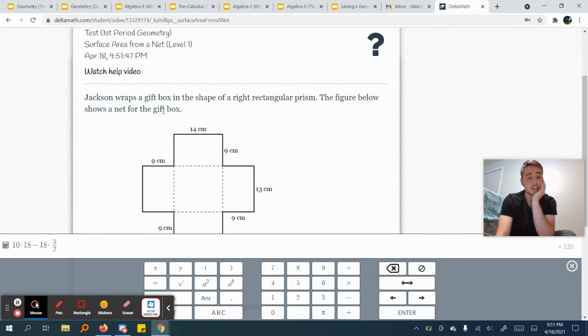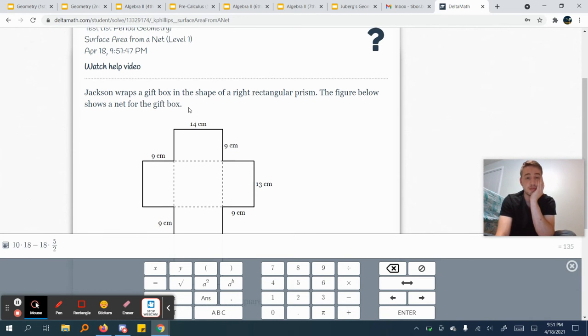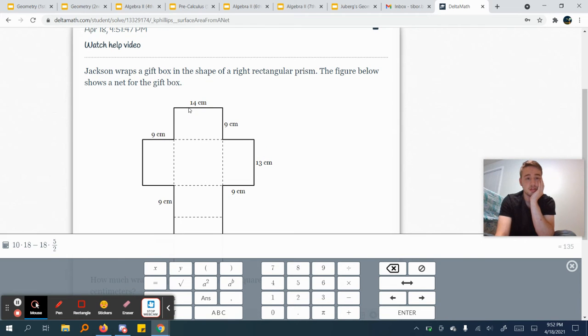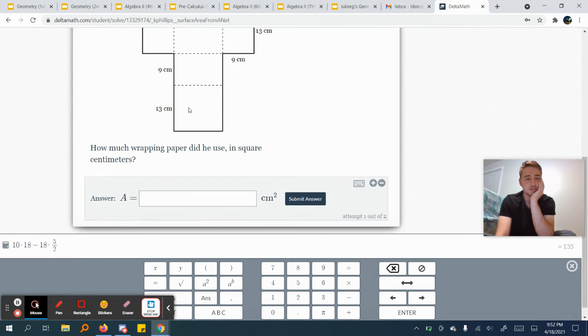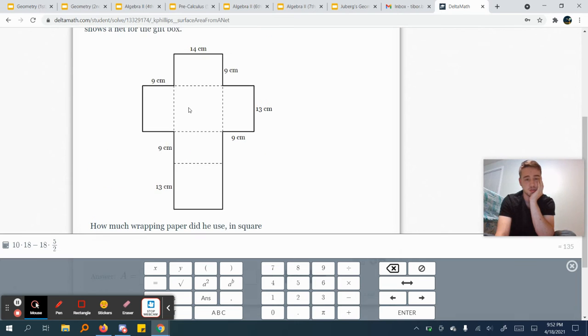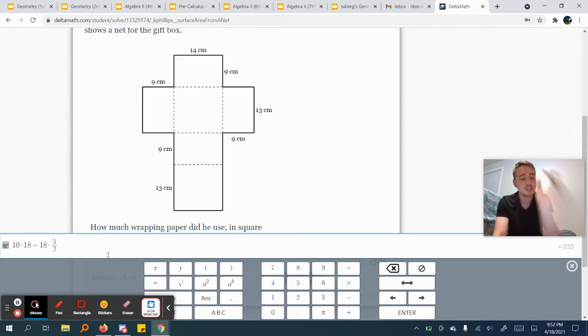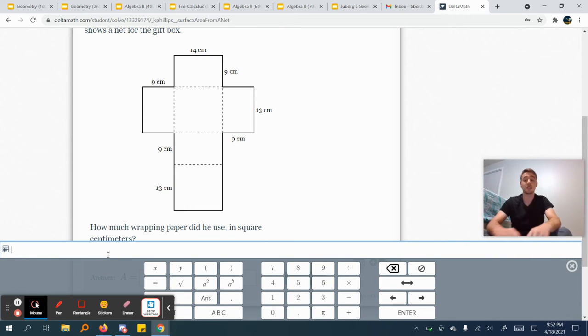So, Jackson wraps a gift box in the shape of a right rectangular prism. The figure below shows a net for the gift box. How much wrapping paper did he use in square centimeters? So we're going to actually have to break this into smaller pieces. Each of these is going to be a rectangle, and you're going to need to have a little bit of object permanence from the other pieces.